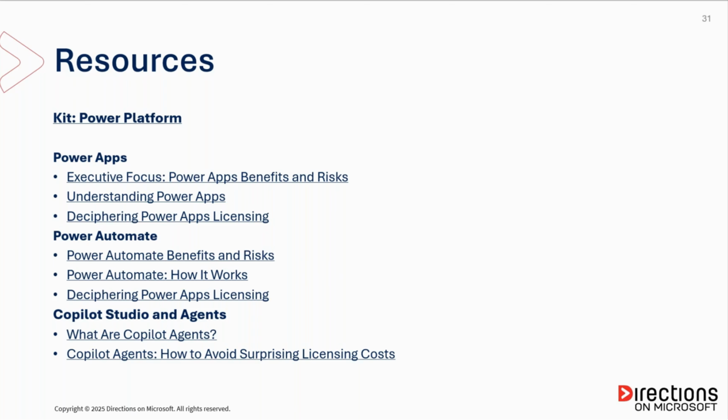Here's some specific reports on Power Apps that are very new: an executive focus, a technical report, and a licensing report. Same thing for Power Automate, very new and up to date. Benefits and risk, how it works, and licensing. And then some relatively new reports on Copilot Studio and agents to talk about that very confusing matrix that I just showed on the last slide.